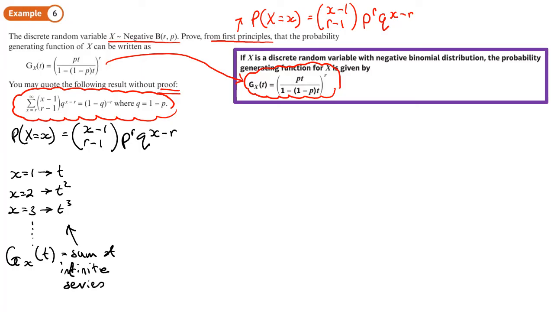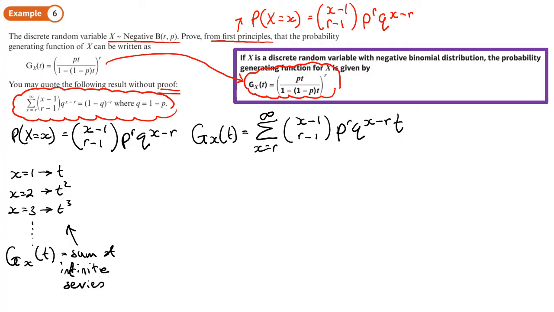So let's do that. Our probability generating function is going to be the sum, from x equals r to infinity, of each one of these coefficients of t to the power x, because x starts from r, and so on, up to r plus 1, r plus 2, and so on like that.